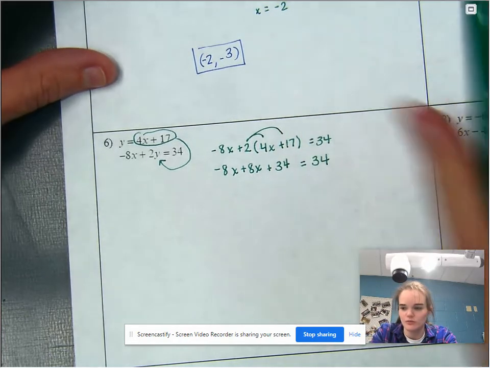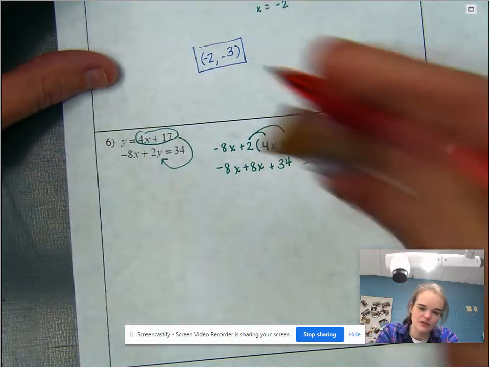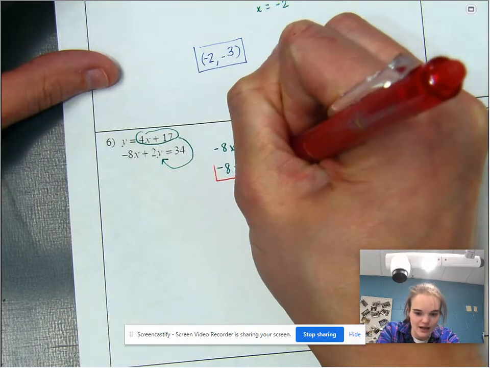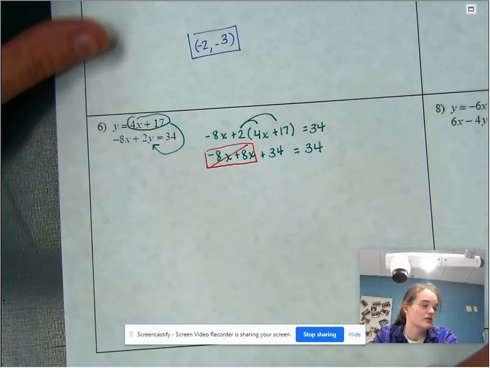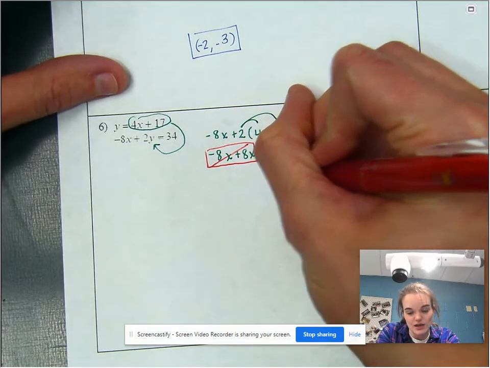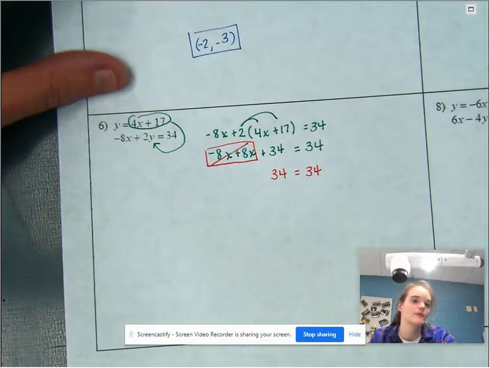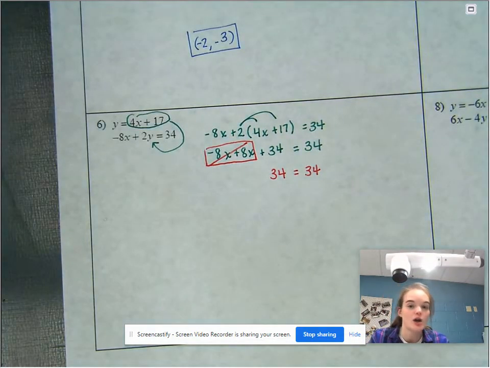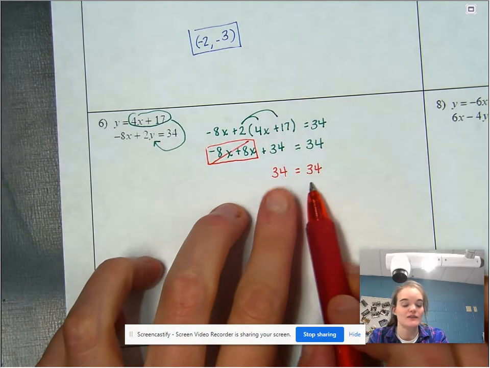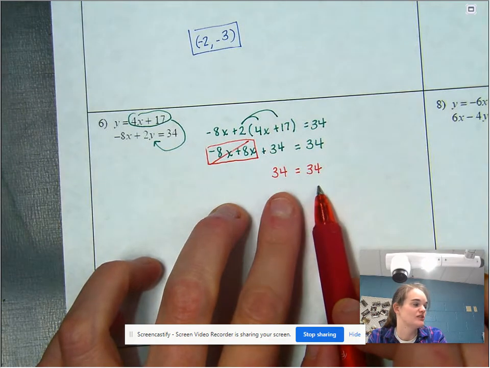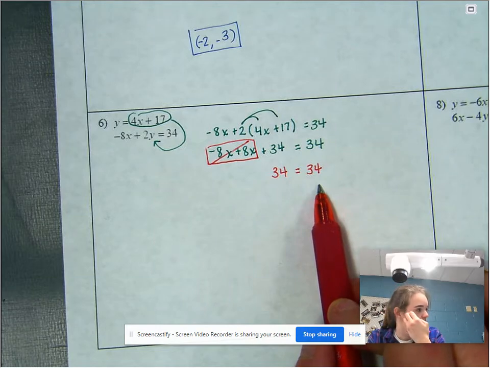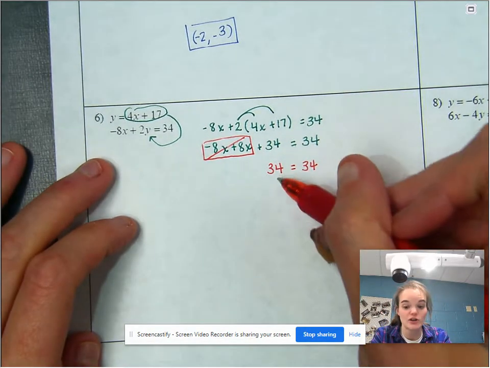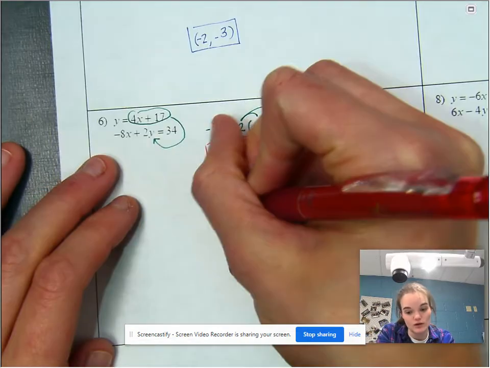Okay, combine like terms. Negative 8x plus 8x is 0x. I do not write down 0x. Those two actually cancel each other out. I'm left with no x's, and 34 equals 34. When I'm left with no x's, not x equals 0, but the x's completely went away, and I am looking at this statement, I'm going to use this statement to decide if the answer is either no solution or infinite solutions. This is infinite solutions because 34 does actually equal 34.